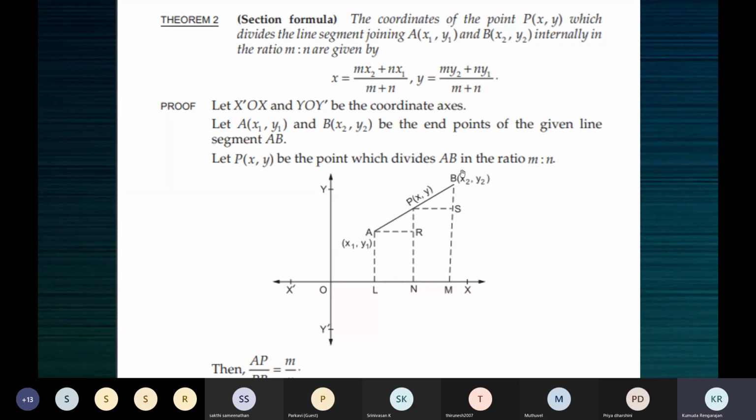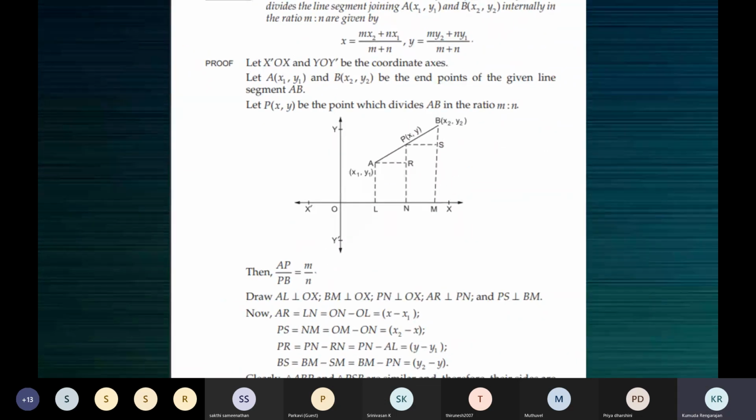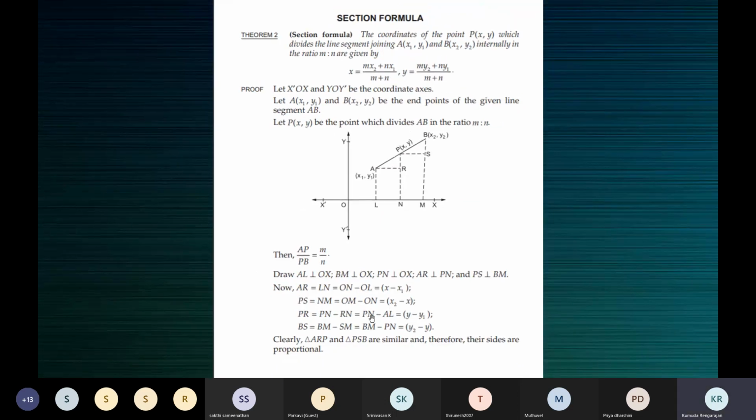AP by PB we know as m is to n. So that's what you see here. Now I'll show you the entire slide. Read this and get this part clear. What we discussed is here. You can just have a look at this. Or maybe let me finish the proof, children.